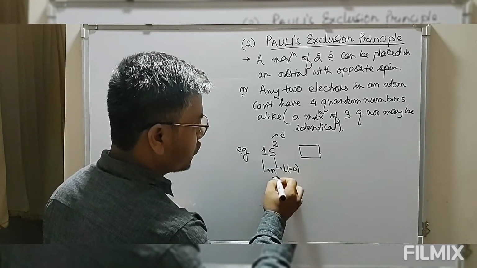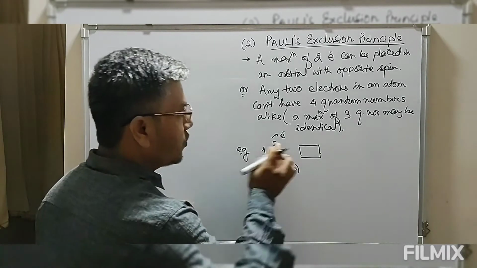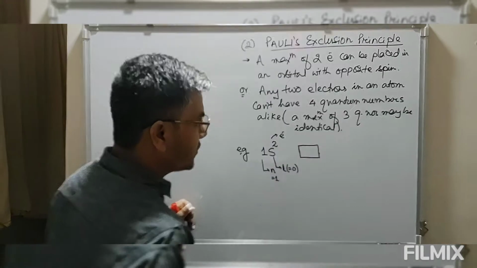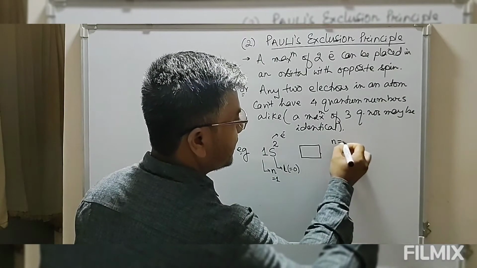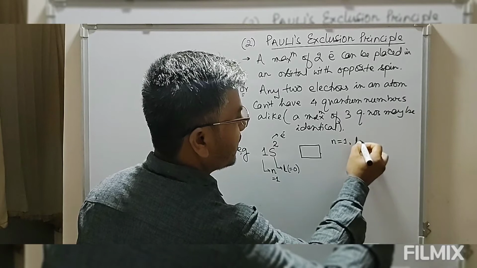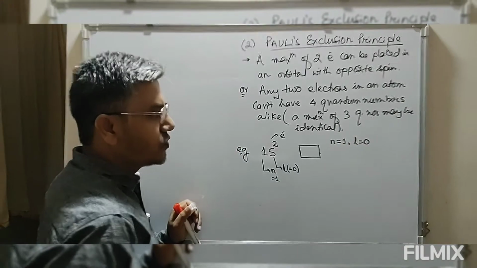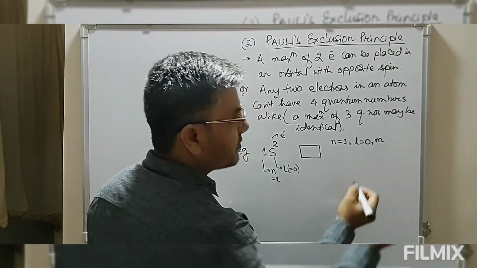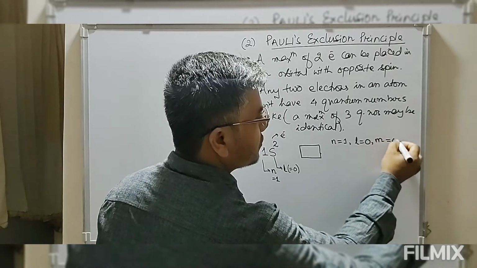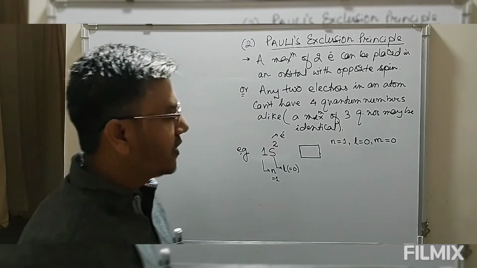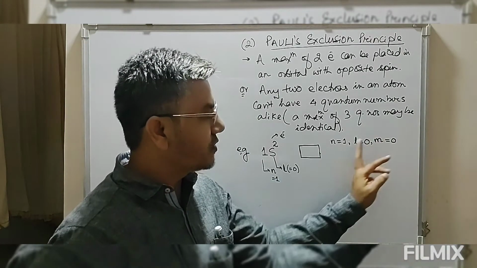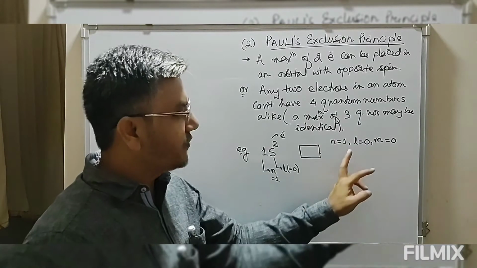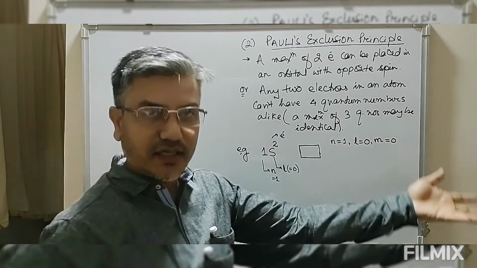So n equals 1. This is the first shell. Now look at this. We have 2 electrons. For both these 2 electrons, n equals 1, L equals 0. So if L equals 0, then the magnetic quantum number will also be 0. The magnetic quantum number is from minus L to plus L, including a value of 0. So if L is 0, M is automatically 0.